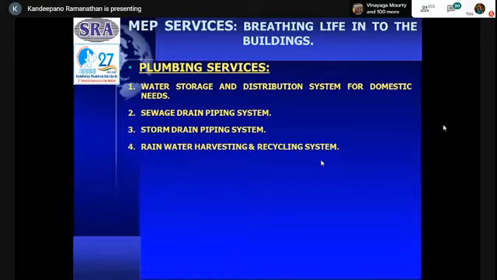You have to harvest the rainwater, and part of the rainwater harvesting can be recharging into the earth, or collecting at least 30% of the everyday peak rain into underground storage tanks, and then recycling it for domestic use. This is mandatory now.